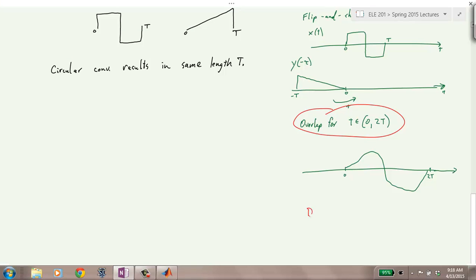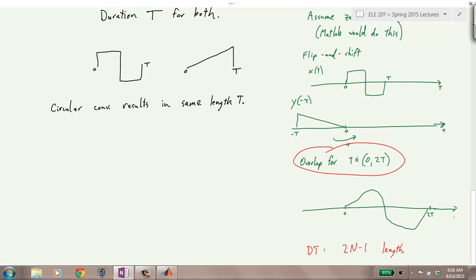And for discrete time, you get 2n minus 1 is the length, if they both were length n. Of course, for regular convolution, they don't have to be the same length. But for circular, they do. So let's go back over to circular convolution.